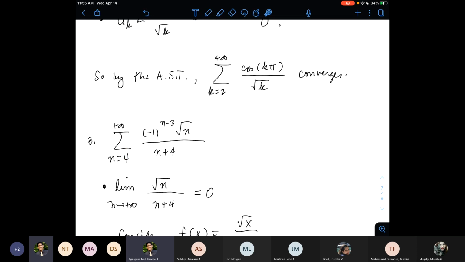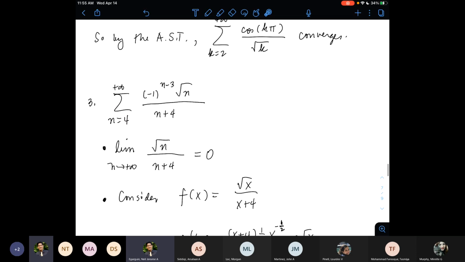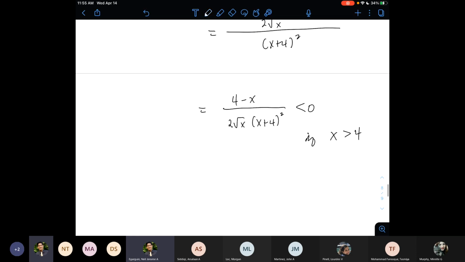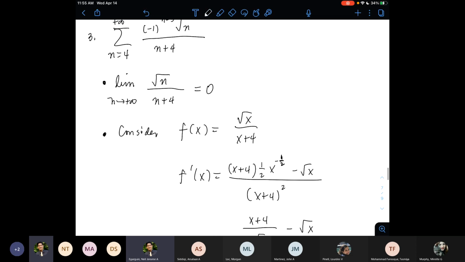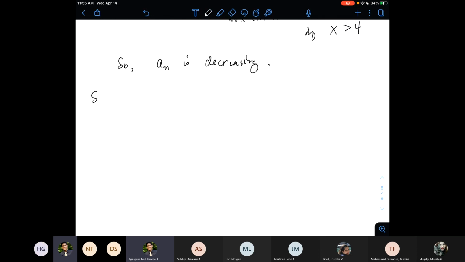So I will comply with the requirements of the AST that I gave at the start of these notes, right? So the derivative is negative, so a sub n is decreasing, and we have shown that it is decreasing to 0. So by AST, the given series converges. Okay. So whenever it's not obvious, you need to give a solution or ample justification for your answer.